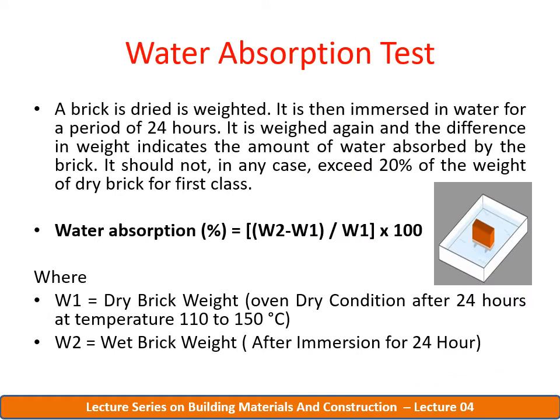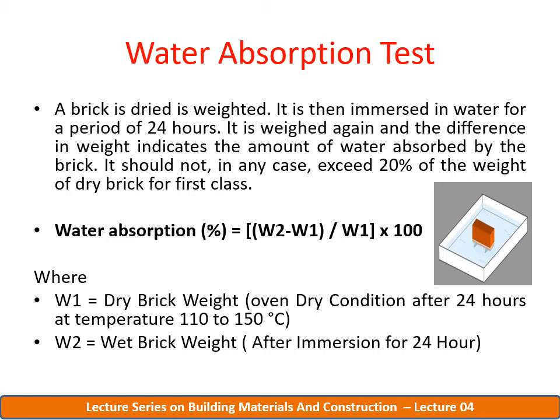Next is the water absorption test. In the water absorption test, a brick is dried and weighed. It is immersed in water for a period of 24 hours. It is weighed again, and the difference in weight indicates the amount of water absorbed by the brick. It should not exceed 20% of its weight for first class brick.